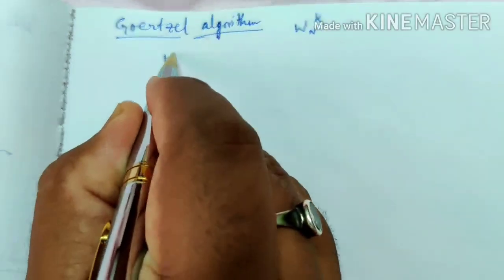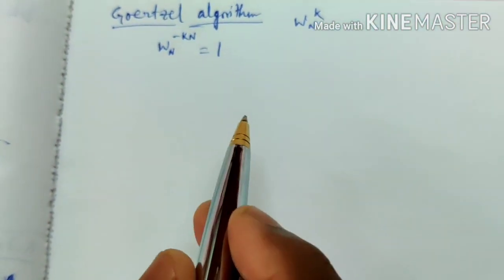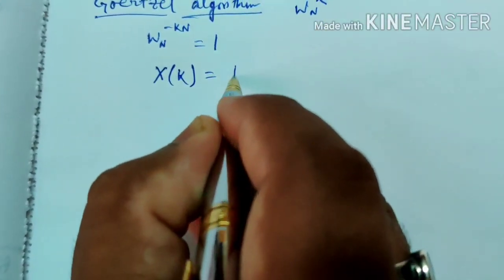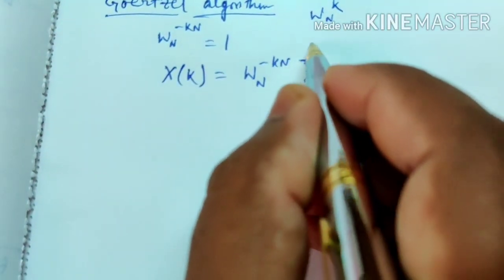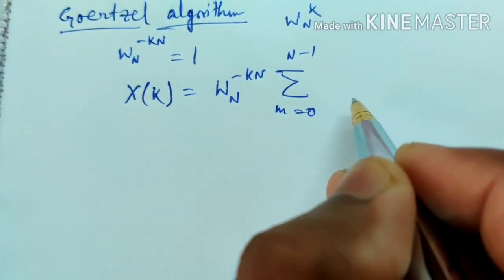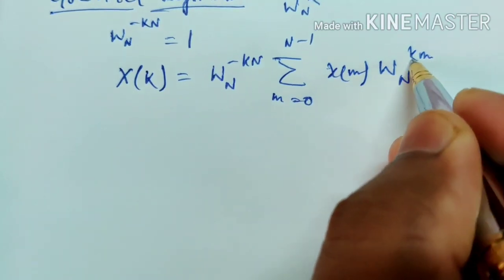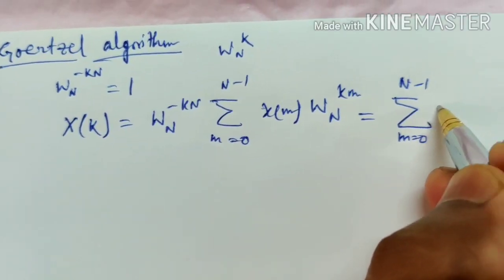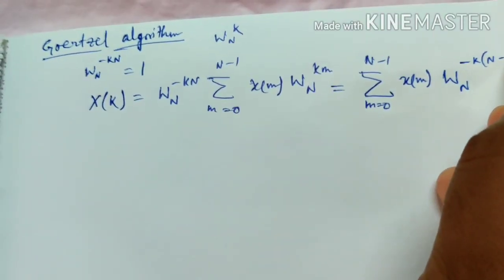Since omega n to the power minus kn is equal to 1, we can multiply the DFT expression by this factor. So X(k) equals omega n to the power minus nk times the summation m equal to 0 to n minus 1 of x(m) omega n to the power km, which is equal to the summation m equal to 0 to n minus 1 of x(m) omega n to the power minus k (n minus m).